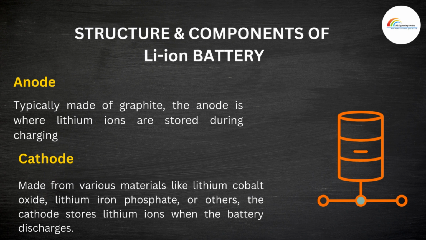Cathode. Next up is the cathode, which can be composed of various materials such as lithium cobalt oxide or lithium iron phosphate. The cathode stores lithium ions when the battery is discharging, completing the electrochemical process.